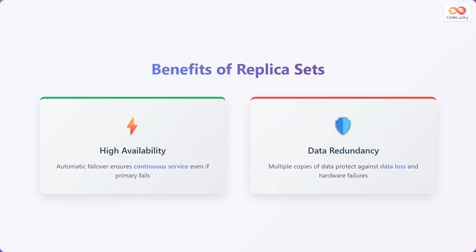There are two primary benefits to implementing replica sets. The first is high availability. Automatic failover capabilities ensure that your application remains continuously available, even if the primary server goes down. The second is data redundancy. By maintaining multiple copies of your data, you're protected against data loss and hardware failures.